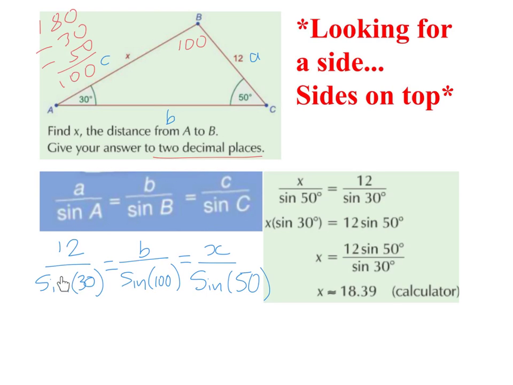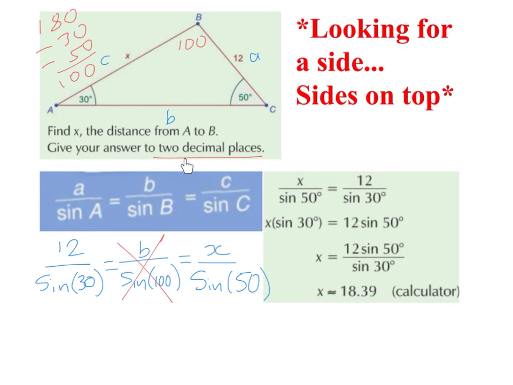Okay, so we have 12 over sine of 30 degrees, b over sine of 100, and x over sine of 50 degrees. Okay, so we're looking for x, so x has to be part of our formula, so we're definitely going to use this fraction here, this part of our formula. And this fraction over here has a numerator and a denominator, so we've got values for both. But in the middle formula, we have b, and we don't know what b is, and we're not looking for b. So we can actually cross this out.